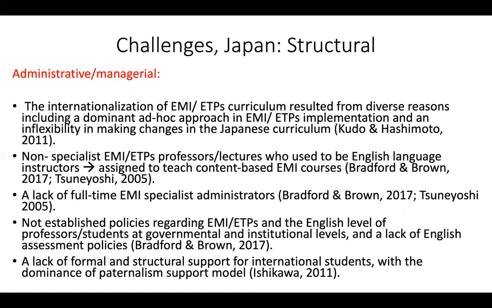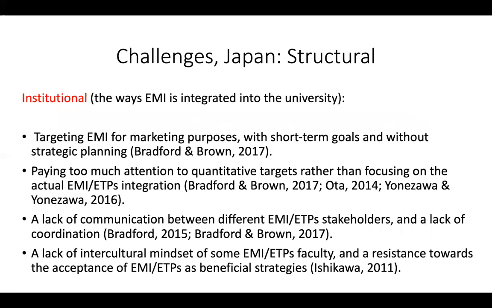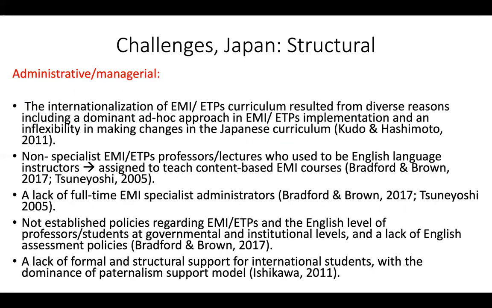In terms of structural challenges, I divided them into two main types: administrative managerial and institutional, which is based on the Bradford 2016 study. As you can see, in the case of Japan, structural challenges have been mentioned a lot in the literature. In the case of the administrative or managerial type, firstly, the internationalization of the EMI and ETP curriculum resulted from diverse reasons, including a dominant ad hoc approach, a marketization approach, and inflexibility in making changes in the Japanese curriculum in the majority of Japanese universities, which are private type.